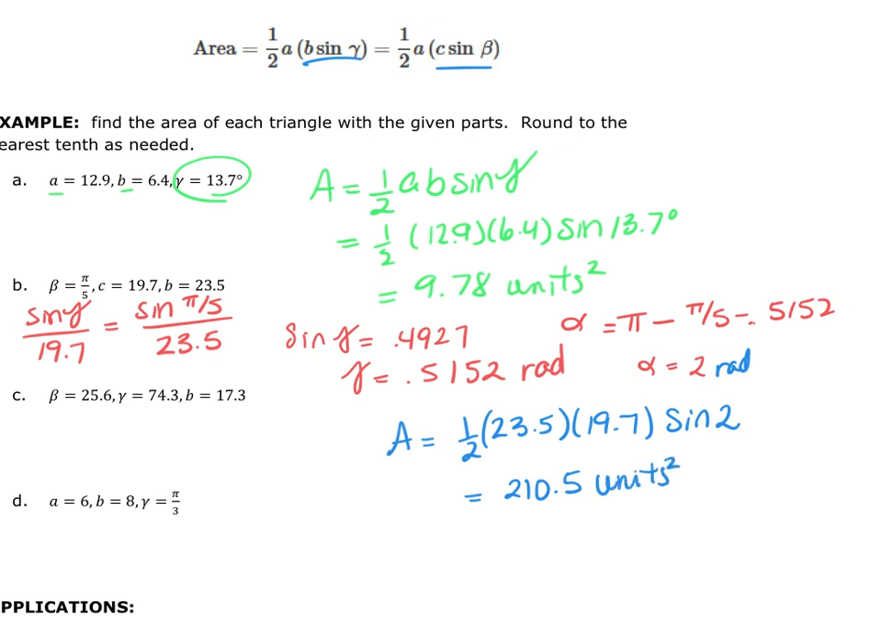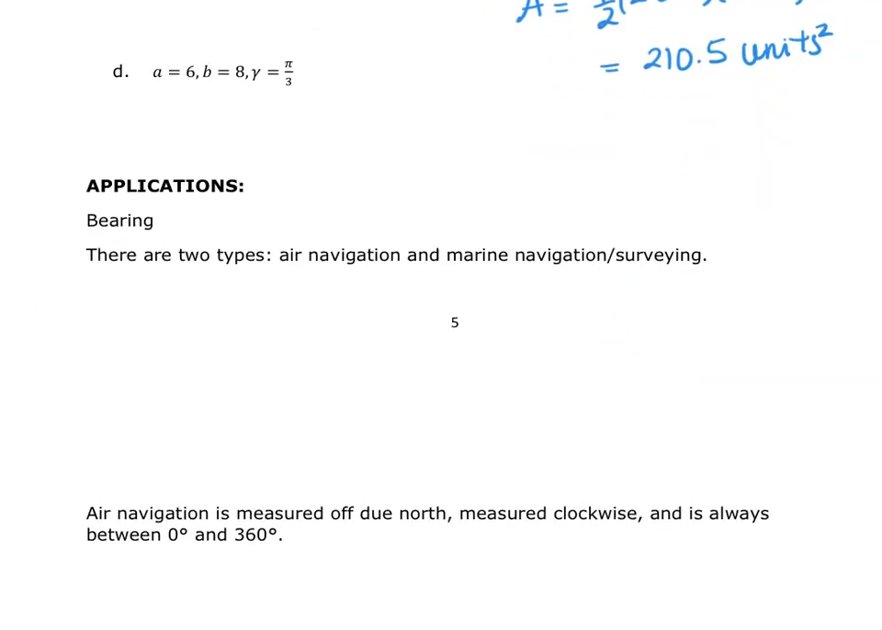So in some cases you do need to chase down the angle that's not given to you. So in this case I had to find that alpha. The way I had to find the alpha is to find the gamma. And then once I found gamma, pi, which is 180, minus pi over 5 minus 0.5152, I got my alpha, and then I can actually find the area of the triangle. Now let's do some applications.